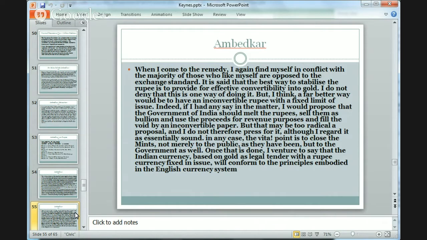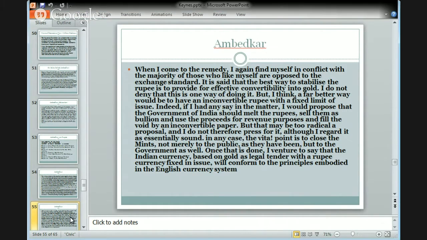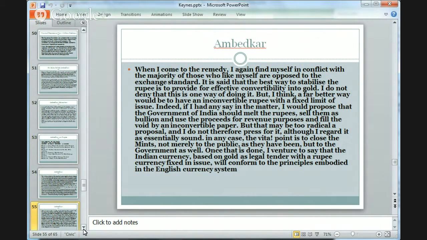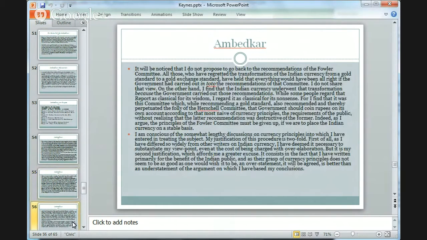So he was against the idea that the government should intervene with the control of mints, or even with the control of money. What he says is that if the mints had to be closed, they should not be closed to the public, but should be closed to the government. So he was very much a free market economist, and he explains what the problem was with the mints.